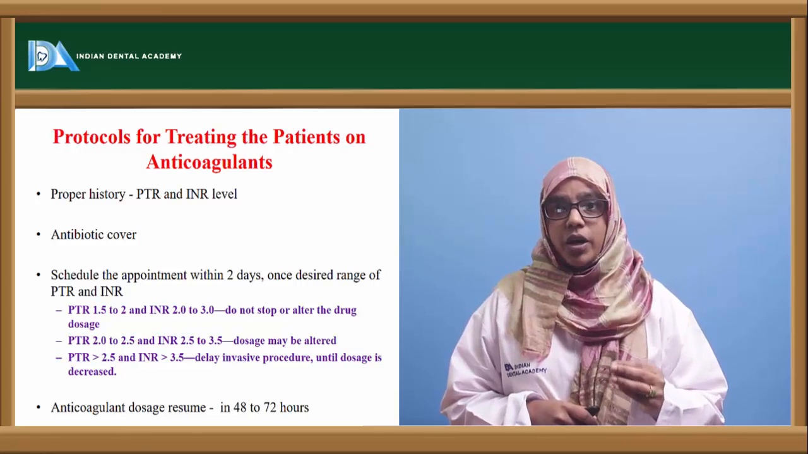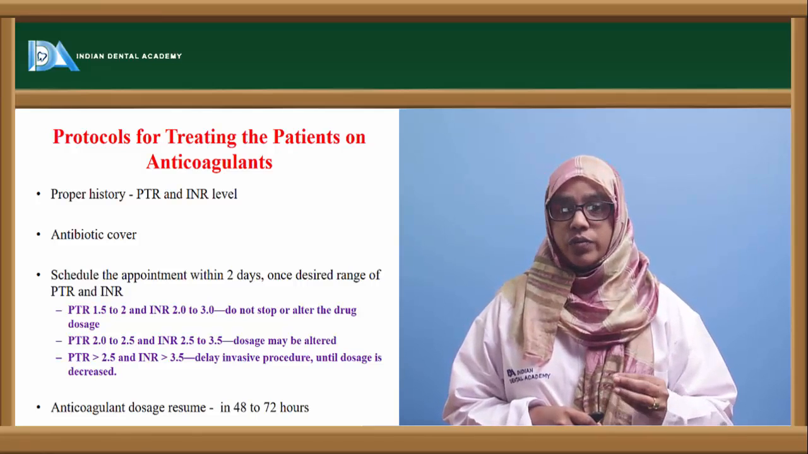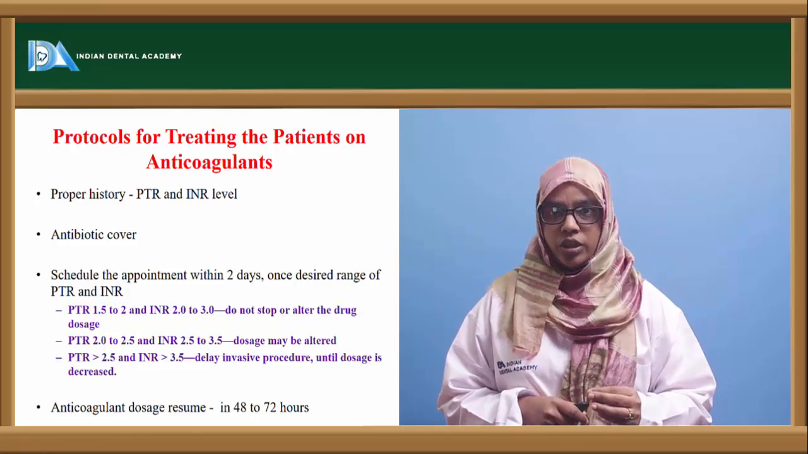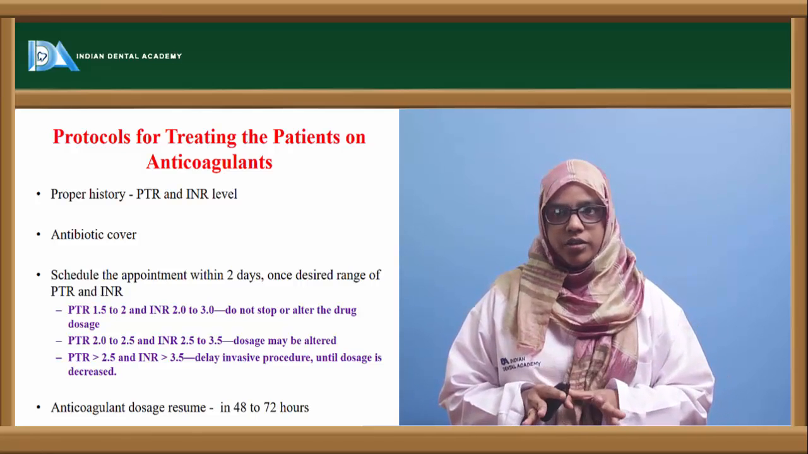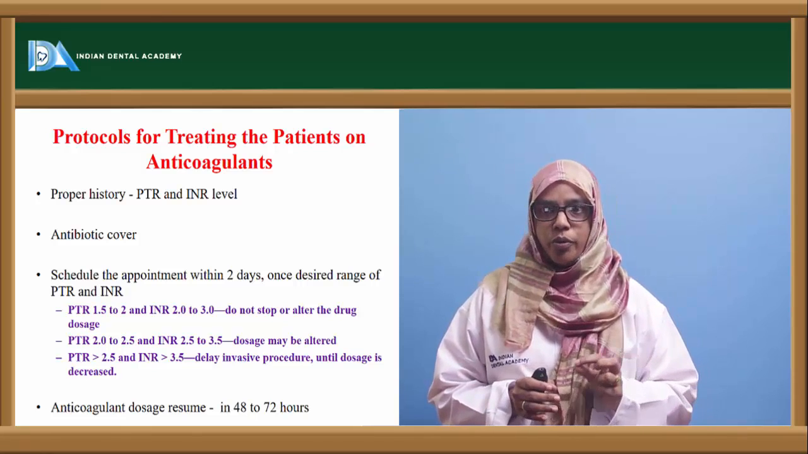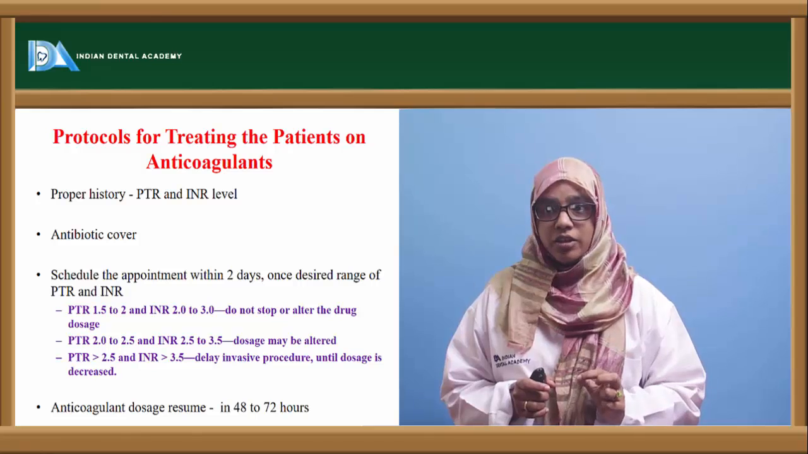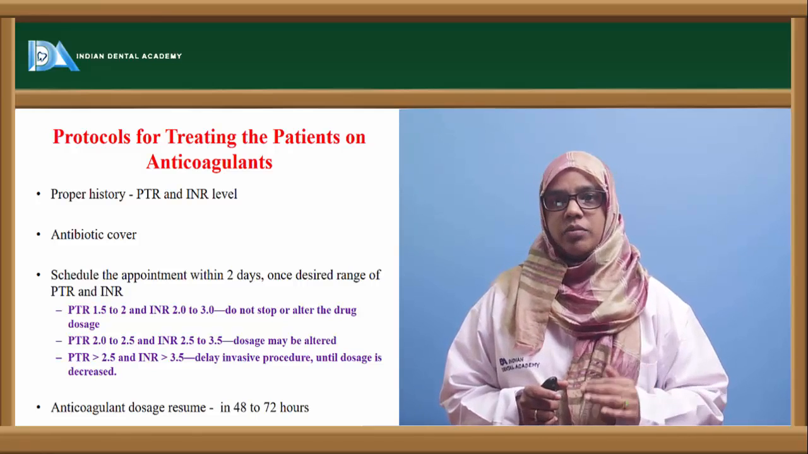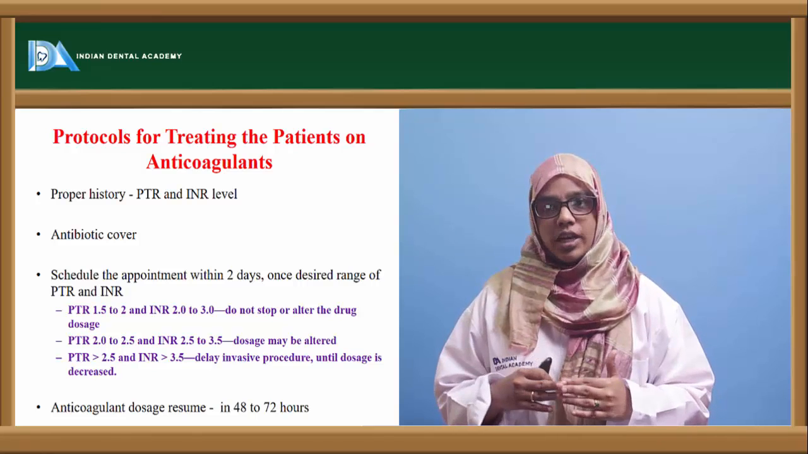If the partial prothrombin ratio is 1.5 to 2 and international normalizing ratio is 2 to 3, no need to stop or alter the drug. If the partial prothrombin ratio is 2 to 2.5 and international normalizing ratio is 3 to 3.5, dose can be altered with the physician's guidance.